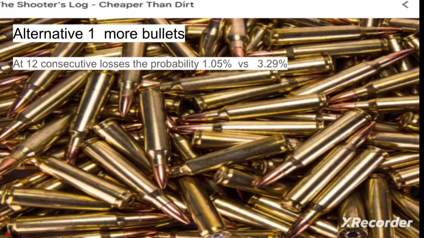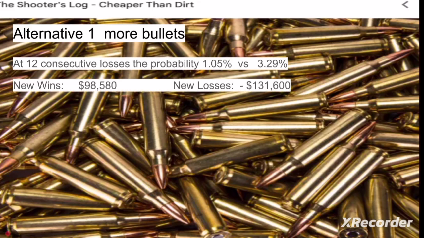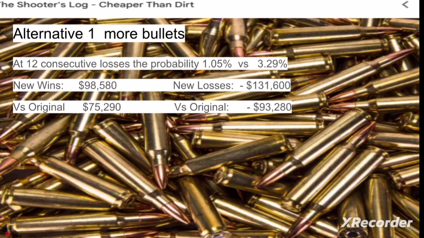So that knocks down our probability of a loss down to 1.05% versus the 3.29% we had. That sounds great, right? We're almost guaranteed then to always win in terms of our probability theory here. So the new wins now come up to $98,580. Our losses go up as well to $131,600. This is versus the original. Remember, we're now going up almost $20,000 in wins. That sounds great. But our losses increased by about 40,000, right? So our wins went up 20,000 and our losses went up 40,000. That's almost double the wins.